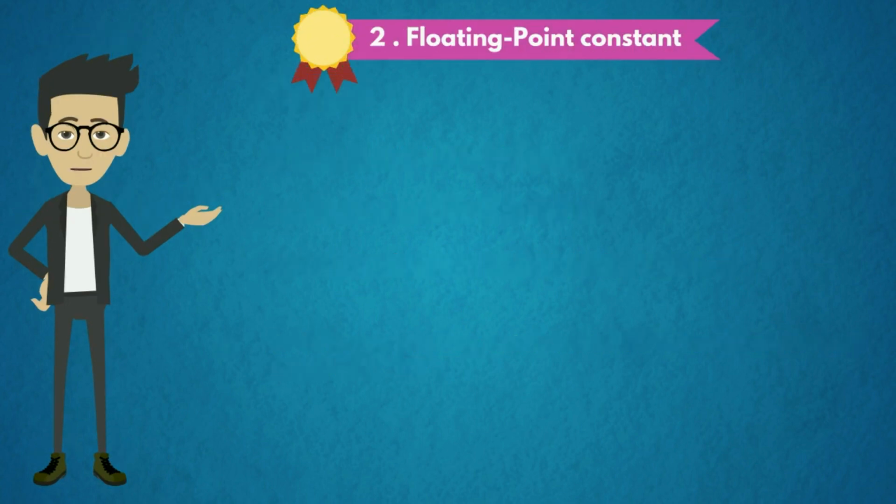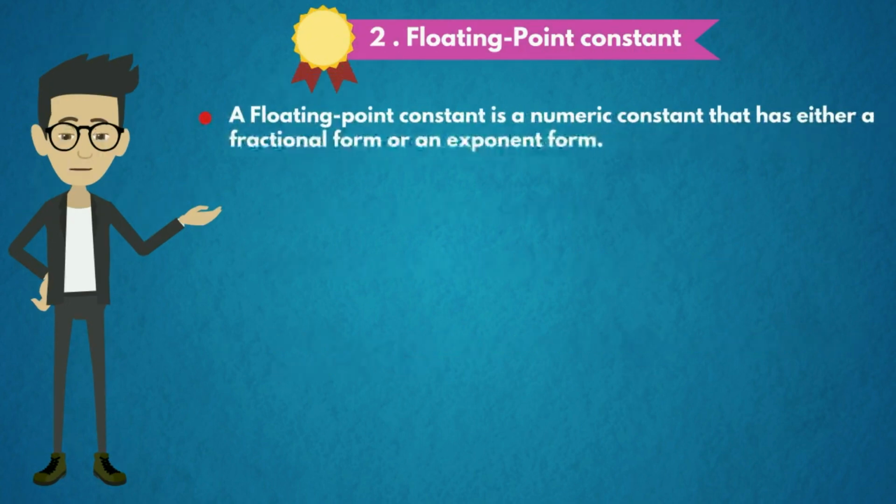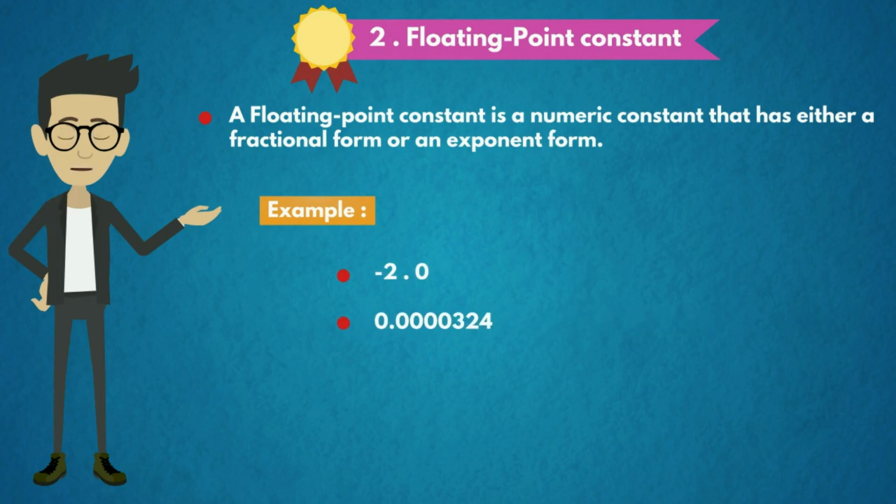Second, the floating point constant. A floating point constant is a numeric constant that has either a fractional form or an exponent form. Here are a few examples of floating point constants: minus 2.0, 0.000324, and minus 0.22e minus 5, etc. e minus 5 is interpreted as 10 to the power of minus 5. In computer language, exponent form is written as e minus 5.